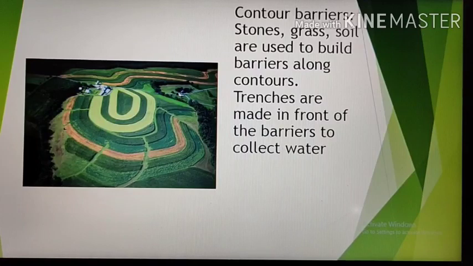Then comes contour barriers. Now, stones, grass, soil are used to build barriers along contours. Trenches are made in front of the barriers to collect water. As you can see in this figure, contour barriers are shown.